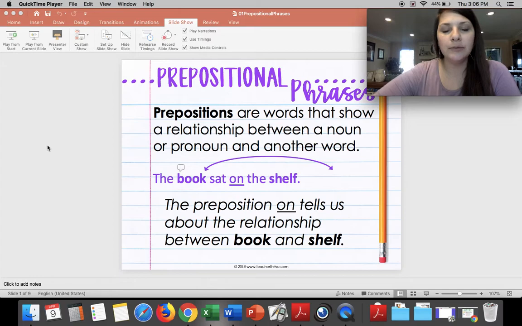All right, so this week we were talking about prepositional phrases. I know that we have done this a lot in class. We've talked about prepositions, so let's just do a quick review. Prepositions are words that show a relationship between a noun or pronoun and another word. So, for example, the book sat on the shelf. We know that on is my preposition, and it's telling where the book was in relation to the shelf. So the preposition on tells us about the relationship between the book and the shelf.